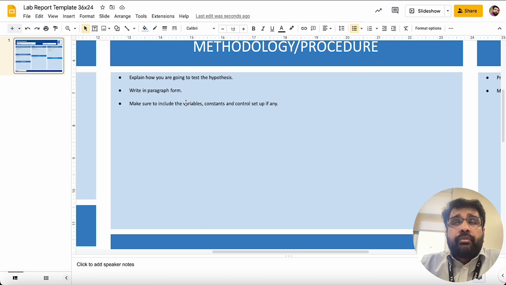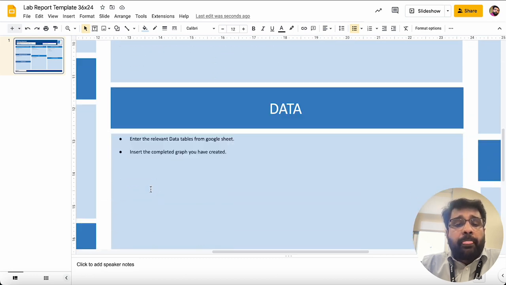about the variables you are testing, and what the constants are that you are using here, and if you have any controlled setup here, you mention that as well. So that is what you are explaining here in a paragraph form.